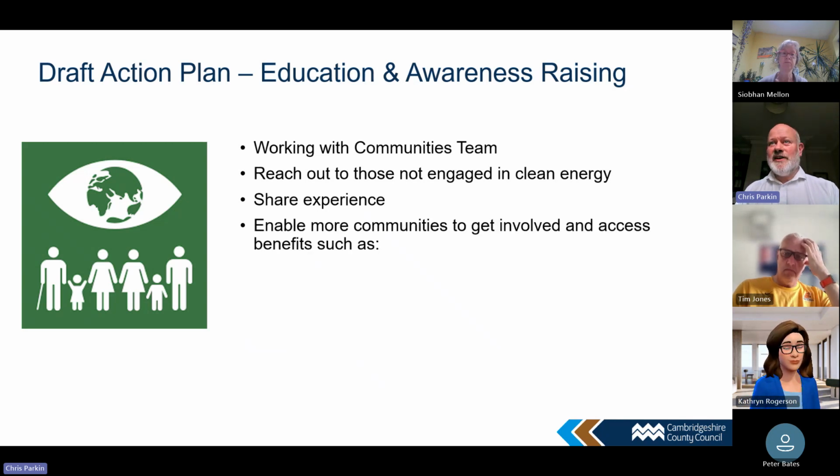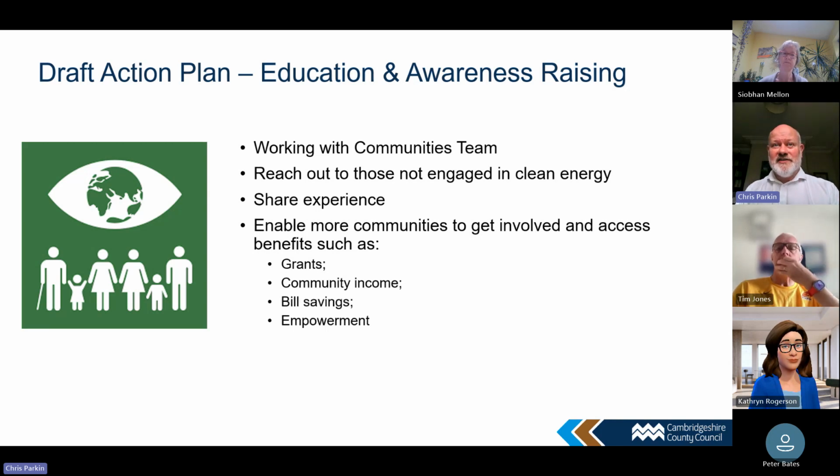And the aim is that it would enable communities to get involved and access some of the benefits that are available, such as grant funding for local projects, generating income for their local community, saving bills for local residents, and just giving people a sense of empowerment and a feeling of more control about changes in the energy market and the transition to a clean energy system.